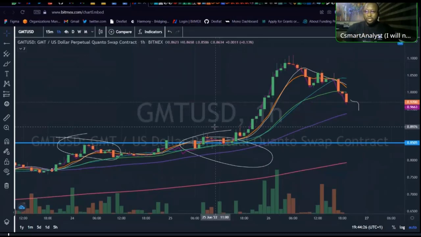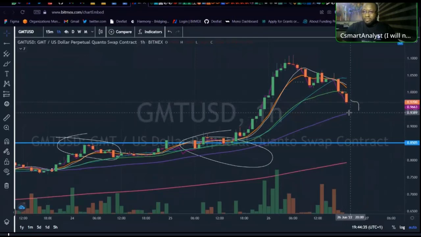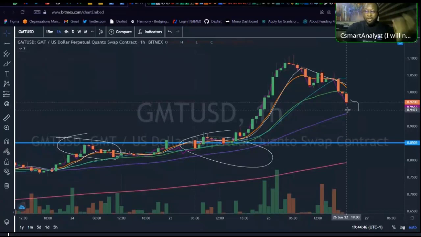When I saw this, I was like, oh, it's going down, and I already chilled. I'm already protecting my profit. So you get rejected, you get reversed. I'm waiting for it. Right now, my target for GMT is at the 0.94 region. So in case it dumps, my last target will be hit, and I'm done.